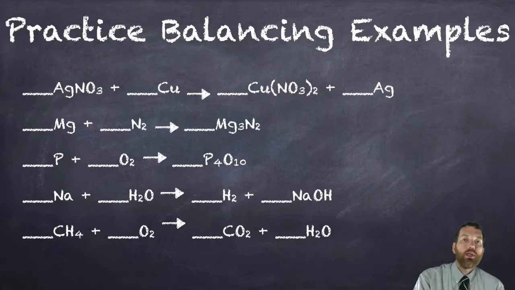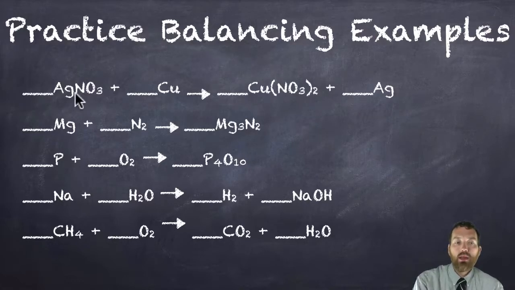So in this first equation here, I have 1 Ag on the left, 1 Ag on the right. So that's balanced. I have 1 Cu on the left, 1 Cu on the right. That's balanced. But on the left, I have 1 NO3. Now this is a polyatomic ion. This is nitrate. I like to treat polyatomic ions as if they're another chemical in the equation. You could balance each element individually, but it's just easier to treat it as one. So I have 1 nitrate on the left, and I have 2 nitrates on the right. So we'll put a little 2 right here to balance it out.